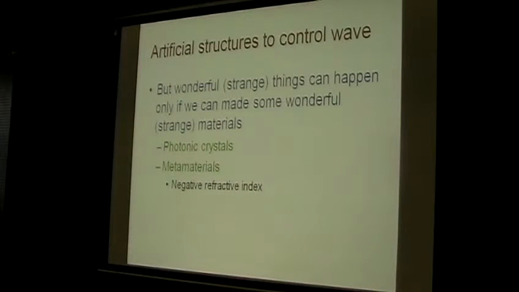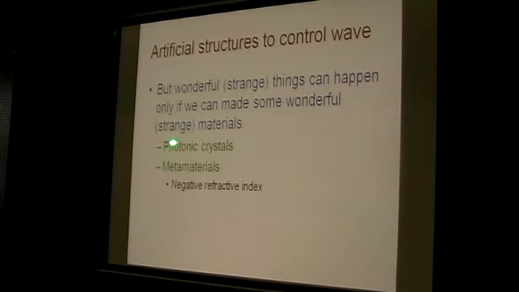But before I talk about the mathematics, I just want to give you an overview on using artificial structures to control waves, which is in fact a very active field in the past 20 years or so. But the problem is that if you want to do these wonderful things to control waves, you need to have wonderful materials. And some people don't call them wonderful, some people call them strange things or strange materials. Okay, it depends on whether you're theorists or experimentalists.